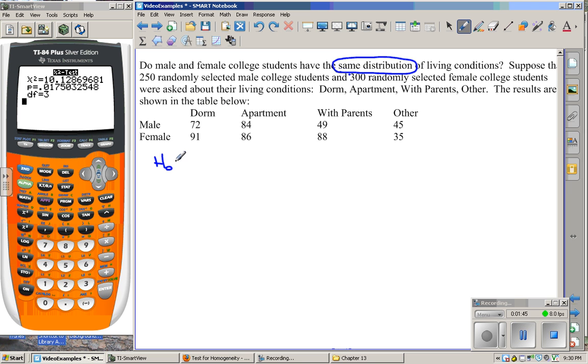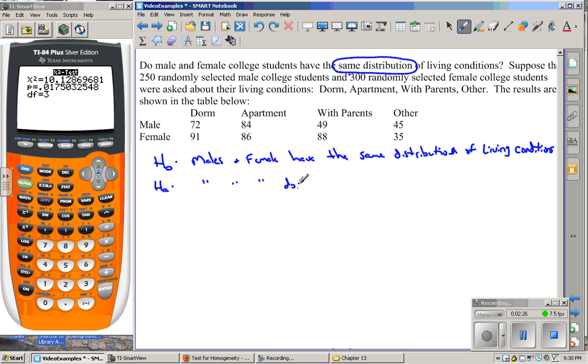So our null hypothesis is males and females have the same distribution of living conditions. And the alternate is that males and females do not have the same distribution of living conditions.